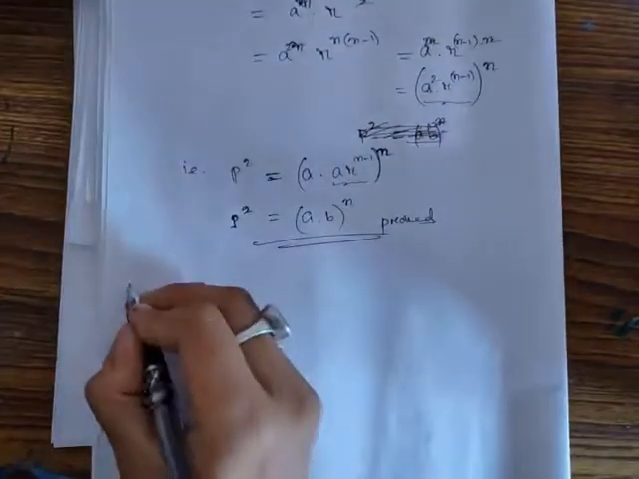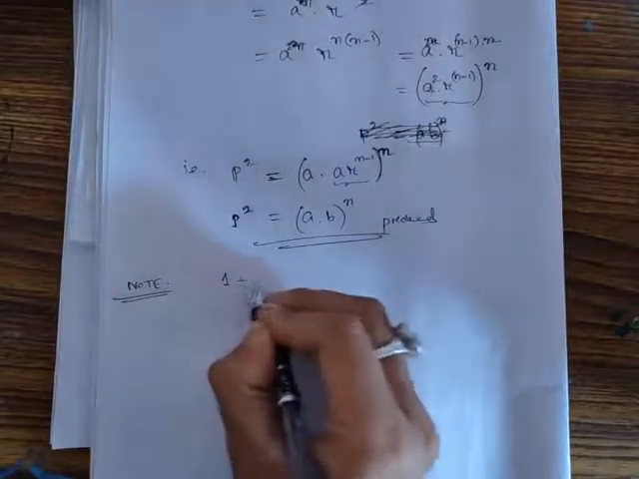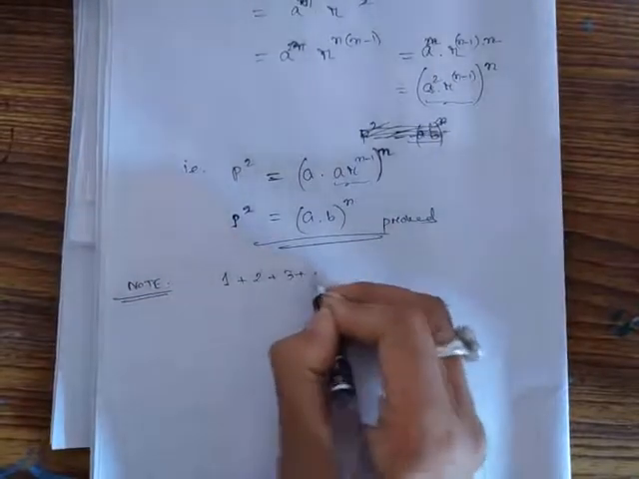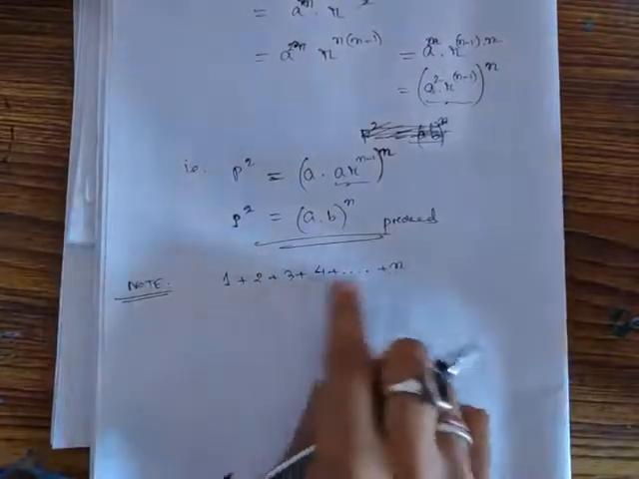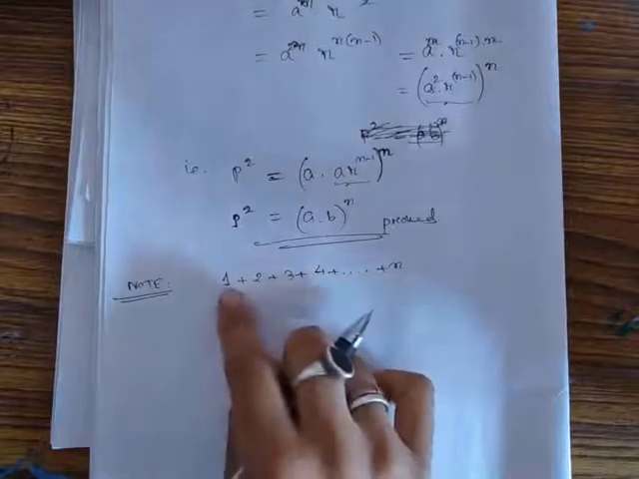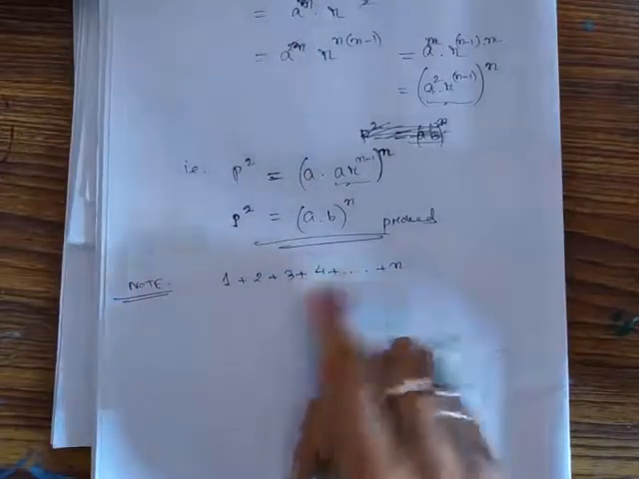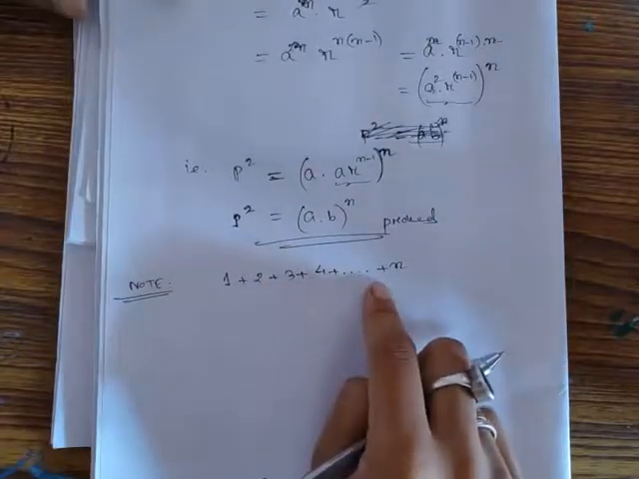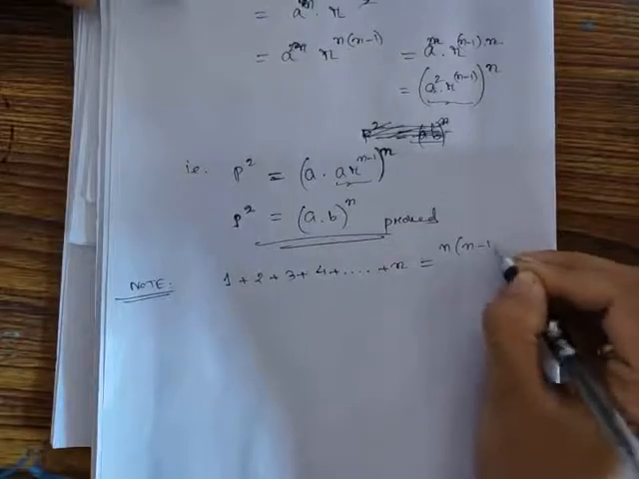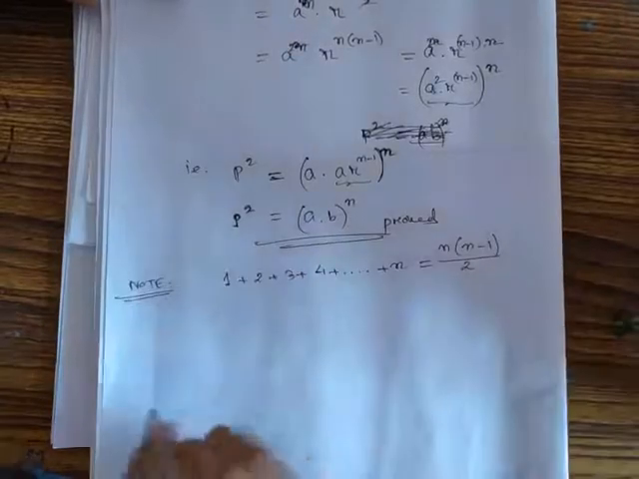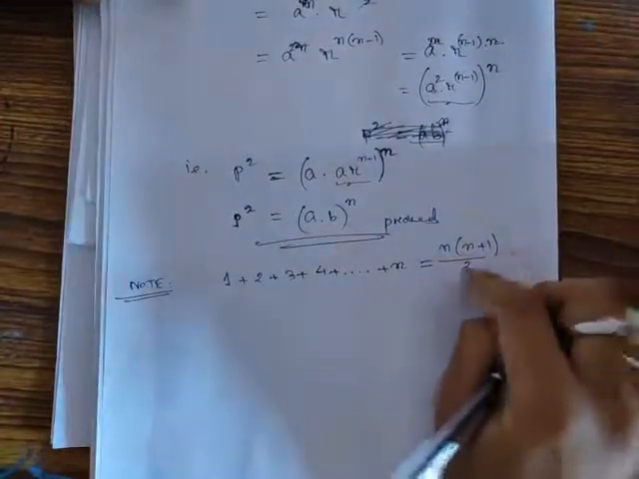So here we have studied a formula for the sum of the first n terms: 1 plus 2 plus 3 plus 4 goes on to what? n. Sum of the first n natural numbers. If it is natural numbers, 1 plus 2 plus 3 plus 4 plus goes on to n. The sum of the first n natural numbers, the formula is n into n plus 1 by 2.